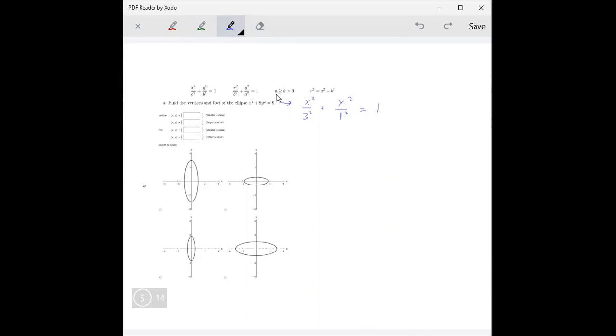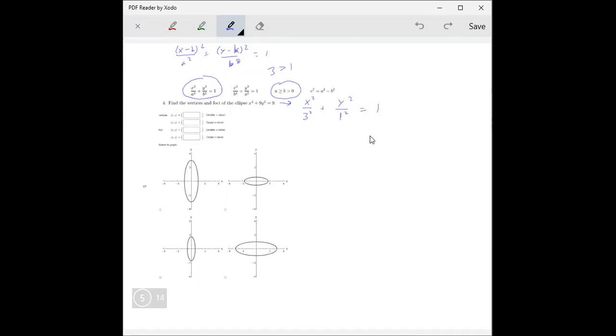And so you look and see which is larger. The 3 is larger than the 1, so in this case, this 3 is greater than 1. So then the a is below the x and the b is below the y in this case. Now the center is going to be 0, 0. Once again, the generalization of this would be if you had (x minus h) squared over a squared plus (y minus k) squared over b squared equals 1. That would be the generalization to these.